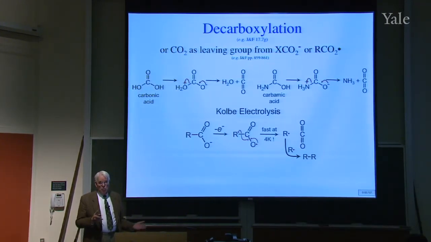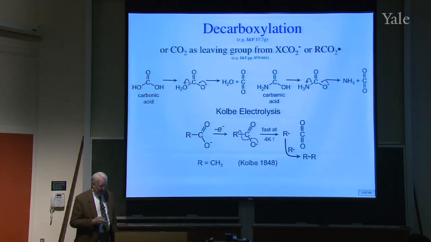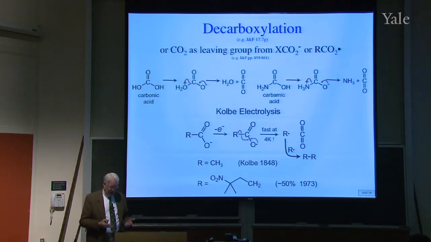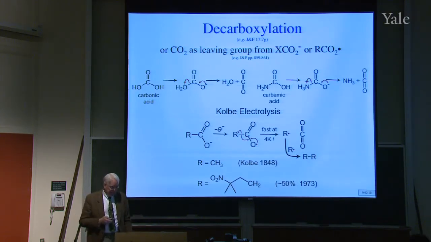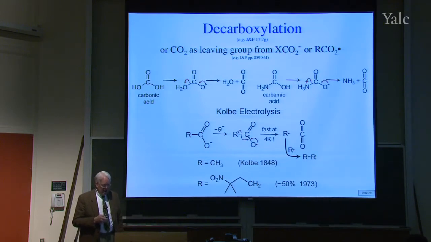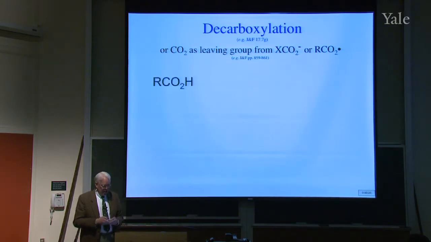And in fact, that reaction can work fairly well synthetically to take 2 acids, knock out 2 CO2s, and have the R's come together. That was done in 1848, but in 1973, they got a 50% yield by doing electrolysis that generates this free radical by losing CO2 from it, and the dimer was formed. Okay, so there are examples of decarboxylation.